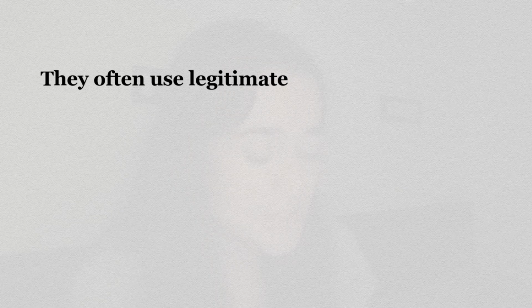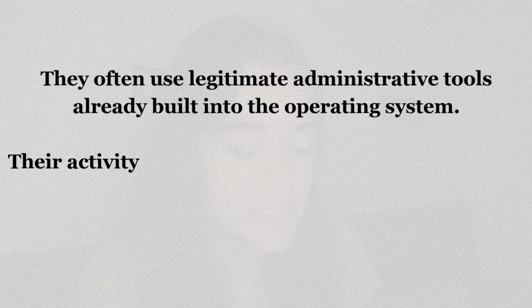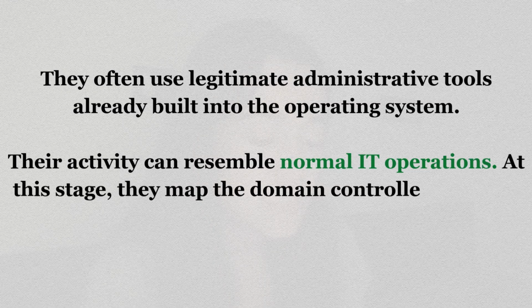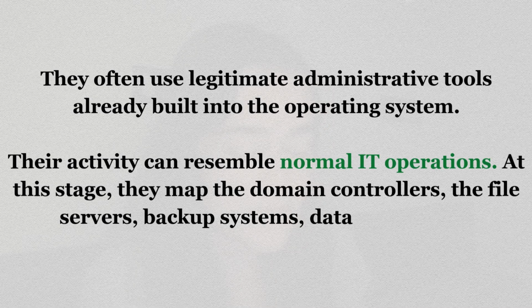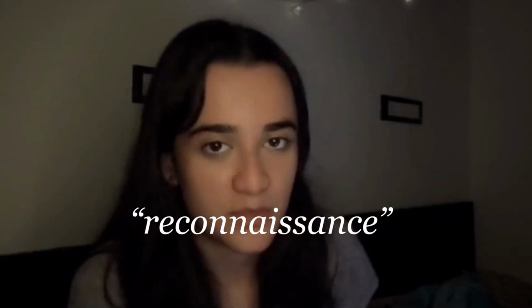After gaining elevated privileges, the attacker now starts moving laterally. It's more like getting into an office building and then quietly accessing all the rooms. They often use legitimate administrative tools already built into the operating system. That's what makes detection difficult here. Their activity can resemble normal IT operations. At this stage, they map the domain controllers, the file servers, backup systems, databases, cloud integrations, and they are learning the environment properly before causing the attack. That's exactly what is happening in phase 4. This is also called reconnaissance inside the network.